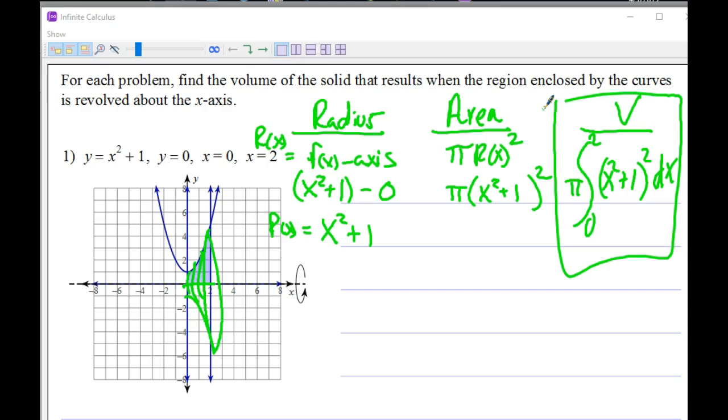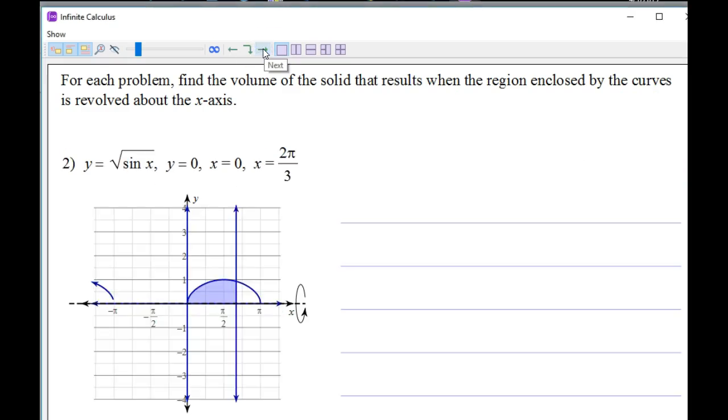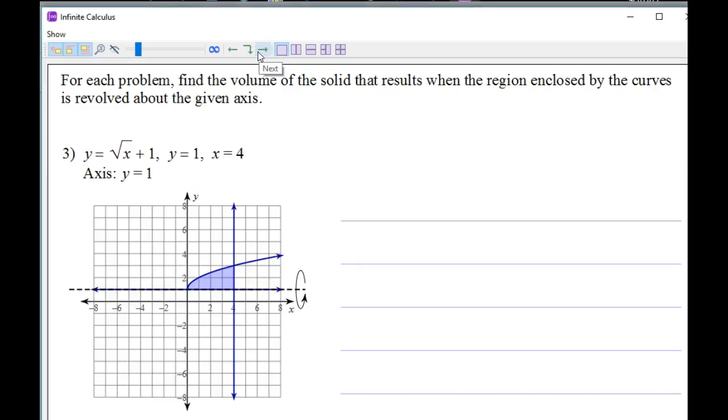All right, let's go ahead and take a look at another example. Number 2 is a student practice, but I'm going to leave that for you guys for now. I'm going to jump on over here to number 3, which is another one. So let's find our radius first.